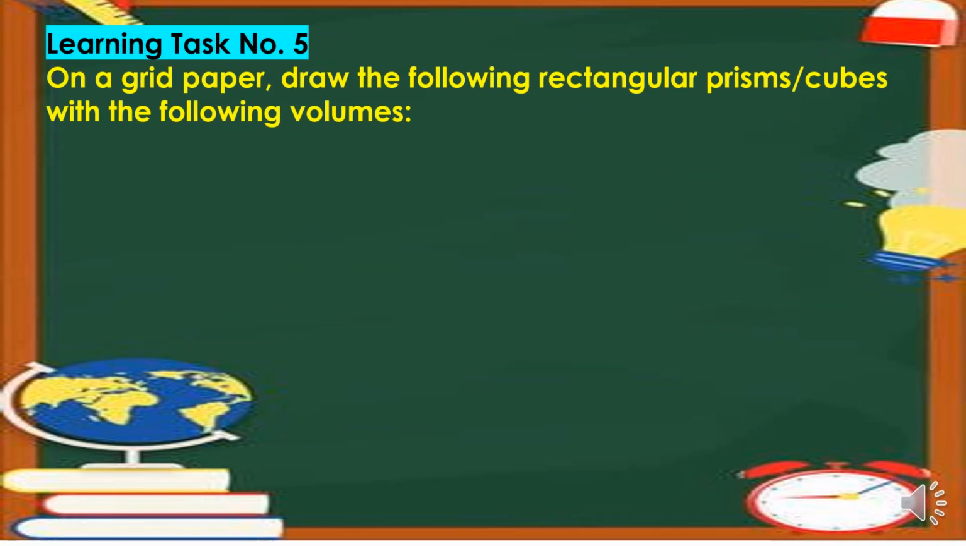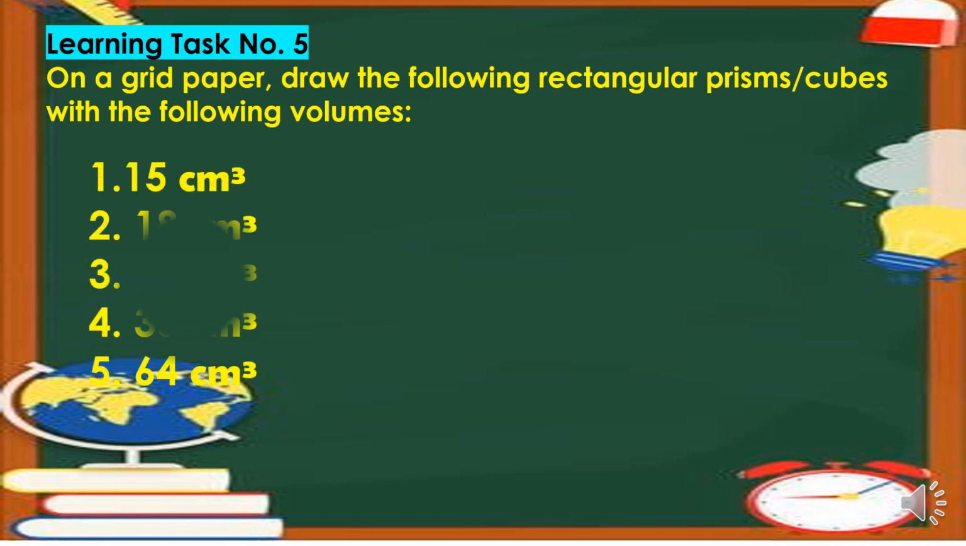Okay, for learning task number 5, on a grid paper, draw the following rectangular prisms or cubes with the following volumes. For number 1, 15 cubic centimeter, number 2, 18 cubic centimeter, number 3, 27 cubic centimeter, number 4, 30 cubic centimeter, and number 5, 64 cubic centimeter. I will answer number 1 and number 2 as examples, so you have to answer number 3 down to 5.